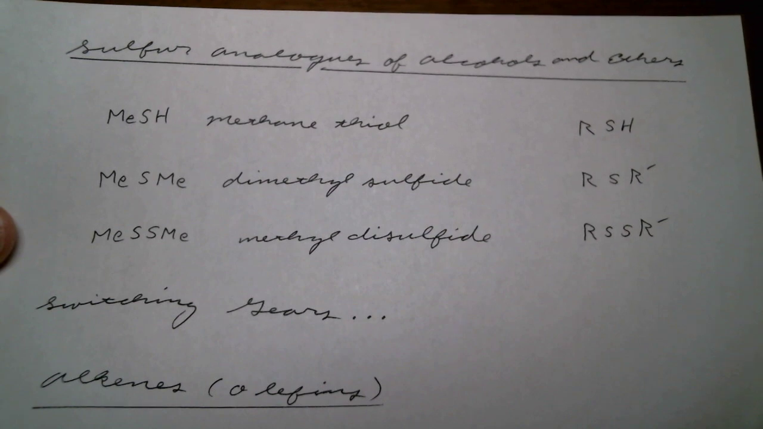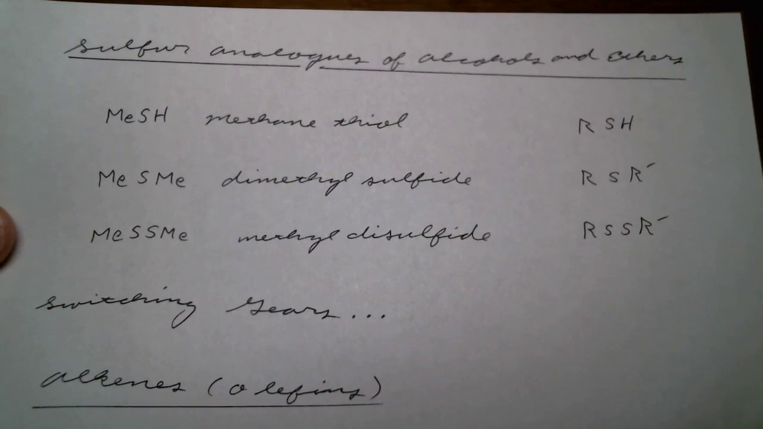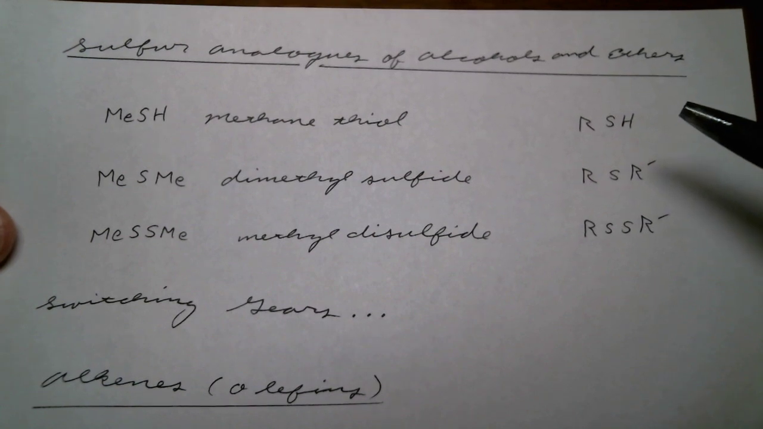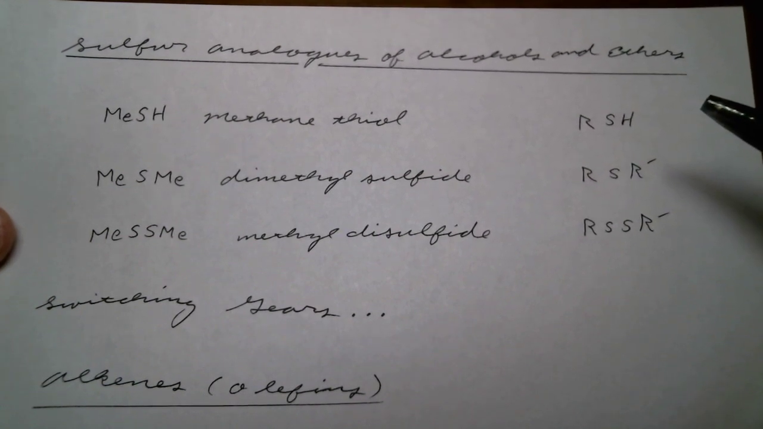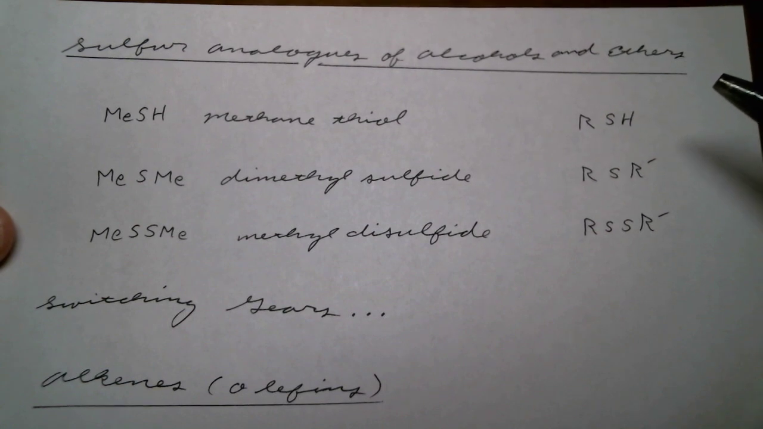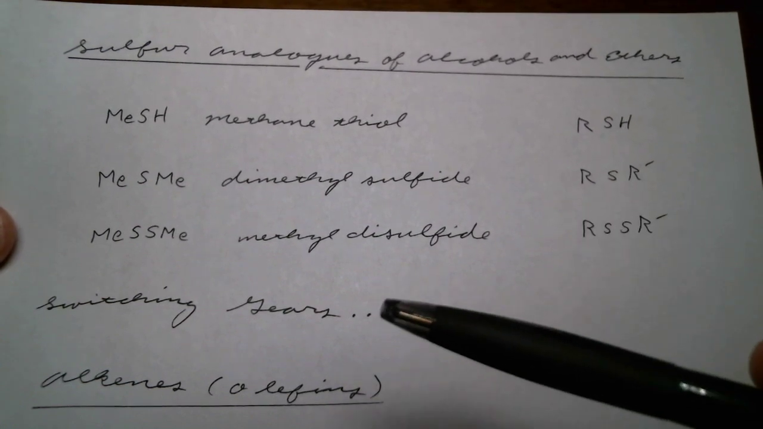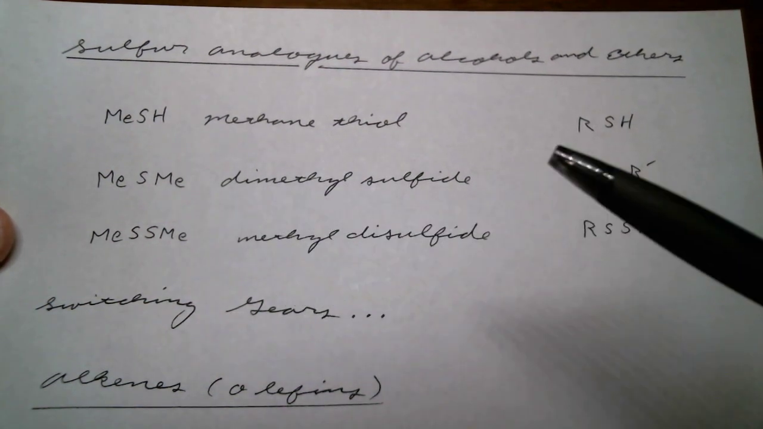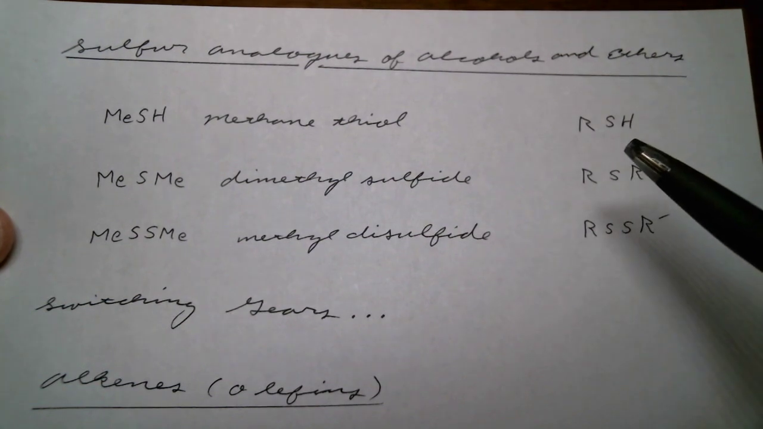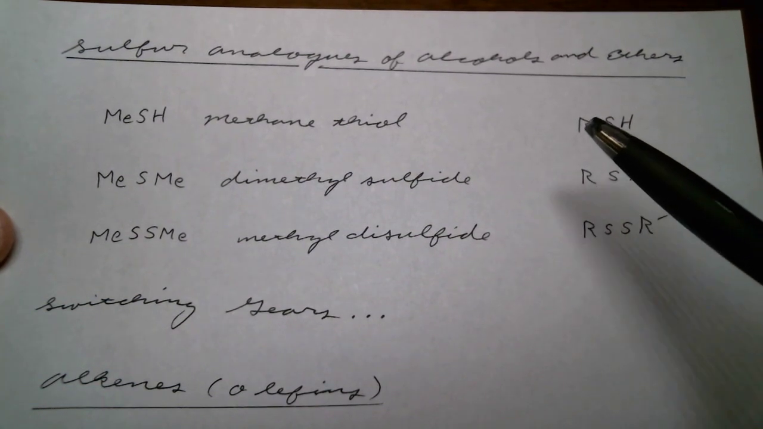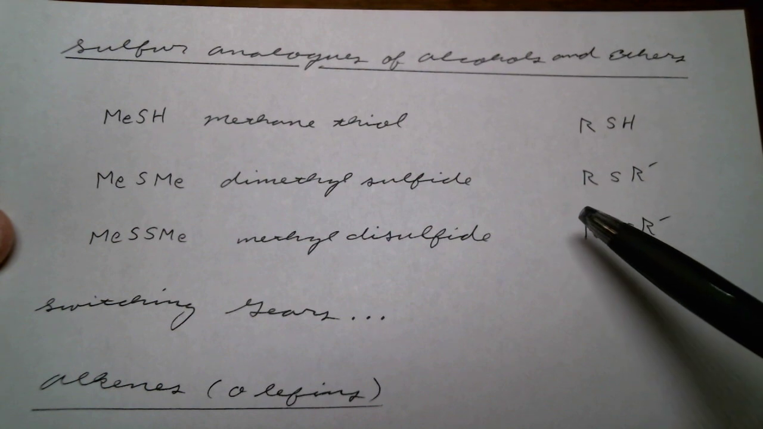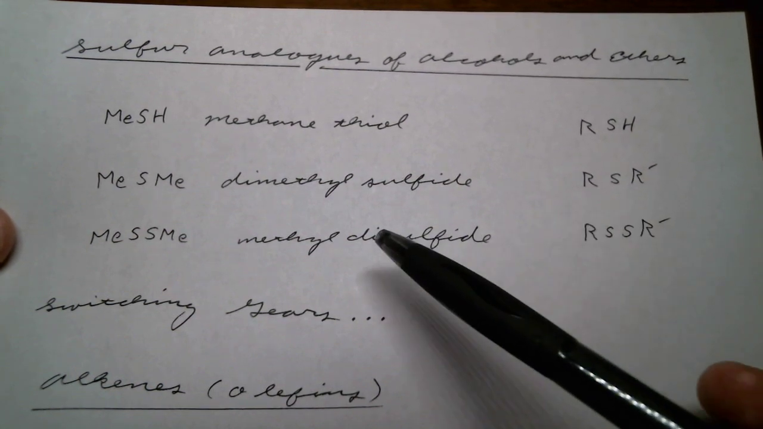We're going to briefly discuss sulfur analogs of alcohols and ethers and then move on to alkenes, which are also known by a more common name, olefins. As I said, we will only briefly discuss sulfur analogs of alcohols and ethers. Sulfur is directly beneath oxygen in the periodic table. Instead of methanol, you could have methane thiol or other alkane thiols. So you simply have an SH instead of an OH. Instead of dimethyl ether, you could have dimethyl sulfide or some sort of other dialkyl sulfide.